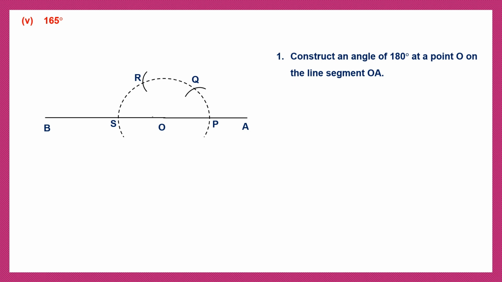So first step is you construct 180 degrees following all the steps. Now the next thing we have to do is construct an angle of 150 degrees at this point O. So here we are going to construct an angle of 150 degrees. Now what are the steps?